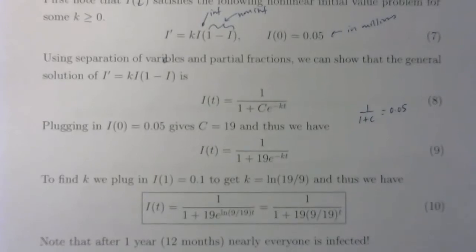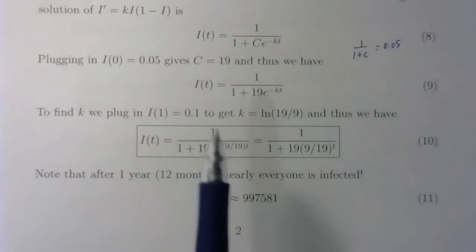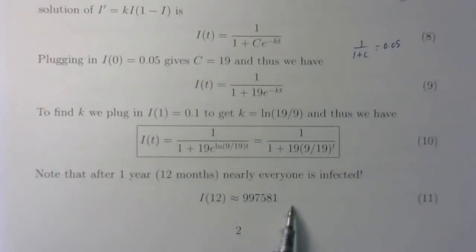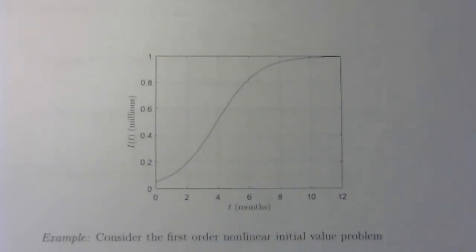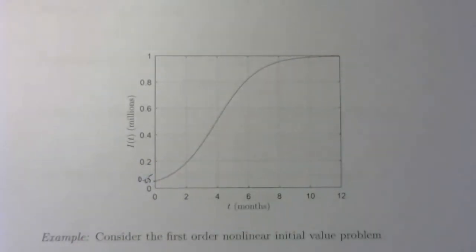So after a year, let's just notice, if I plug in 12, this gets really, really big, pretty fast. And so if I plot it in MATLAB, I got a plot that looks like this. It starts here at 0.05, and it goes up pretty steeply to 1, which is 1 million. So that was this maybe more general model where I was proportional with an unknown proportionality constant.